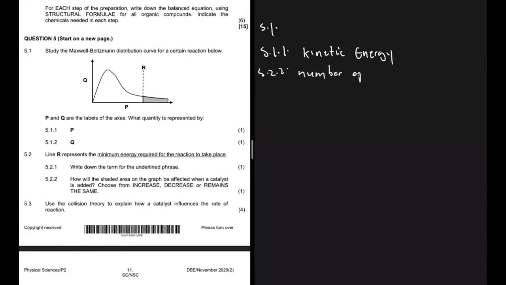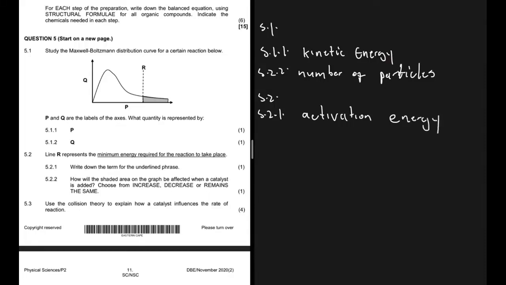The number of particles. Yeah, these are the same curves we use when we determine the factors that affect a reaction rate, right? And if you haven't done that, look at the description. I'll put a link to a video where I was explaining that. And then 5.2 says line R represents the minimum energy required for the reaction to take place. And then 5.2.1 says write down the term for the underlined phrase, minimum energy required for the reaction to take place. That's the activation energy. Activation energy is self-explanatory.